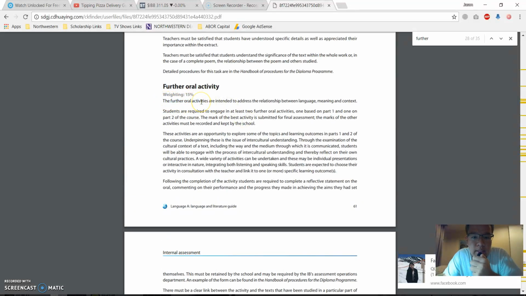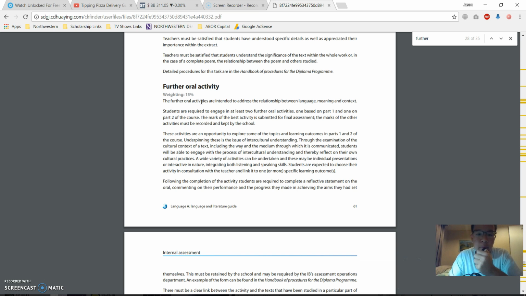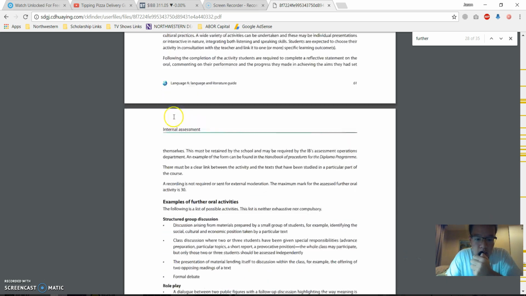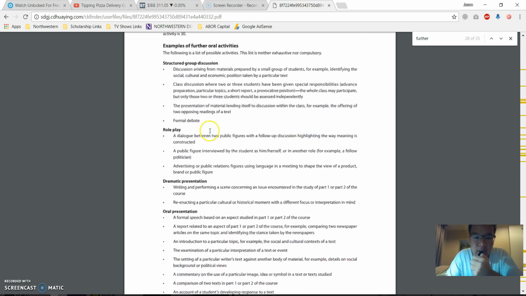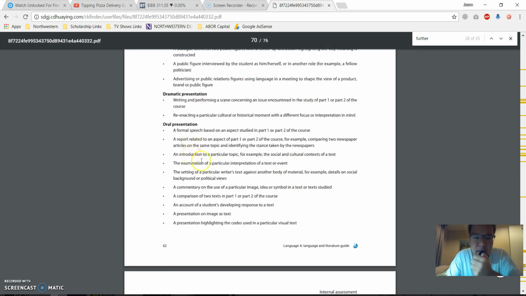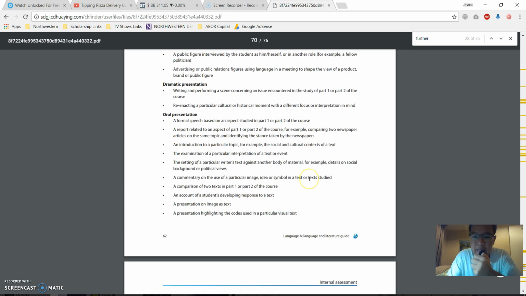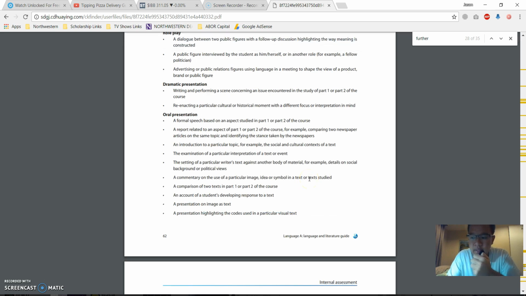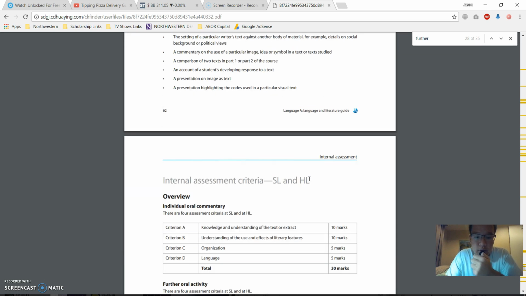So FOA is basically 15% of the whole grade, and it's something that is within your control because you get to pick your piece of primary text, right? And that's the essential key thing. There's lots of different examples like group discussion, role play, presentation, but in my opinion, the best way is to get a solid oral presentation analysis of the text. Basically get a good research question.